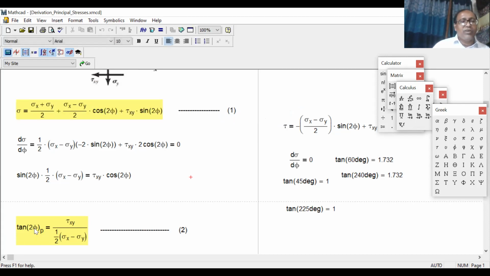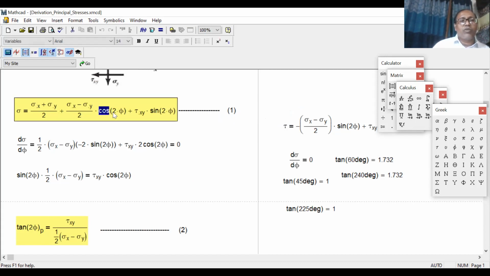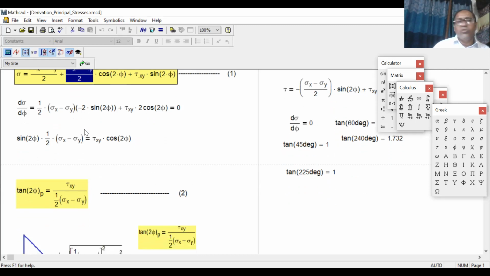I have the value of tan 2 phi p, but in the equation I have cos 2 phi and sin 2 phi. So how can we figure out this value? You can say, sir, I can divide both sides by cos 2 phi. Over here will be tan, but over here will be 1 by cos 2 phi. So you cannot divide. So what do we need to do?